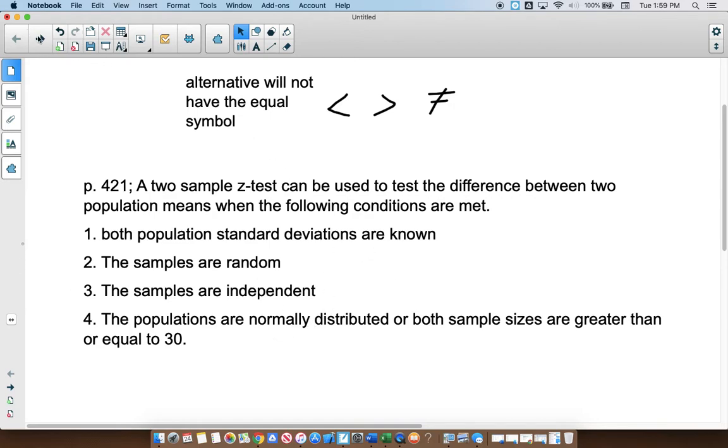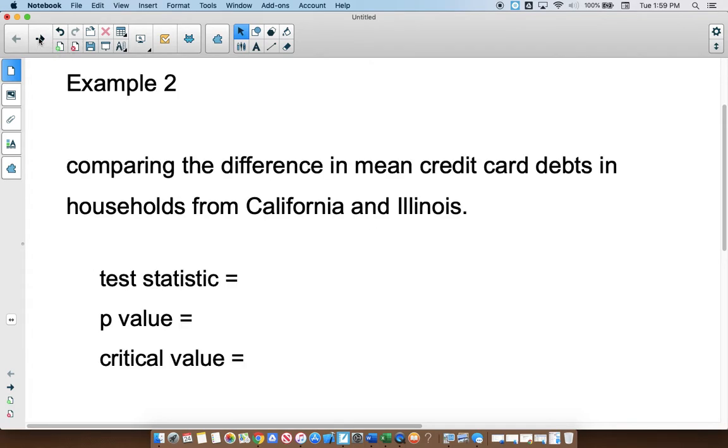Okay, so what you probably really want is, how do we do the problems? Because you guys just want to know how to do the problems. So I'm going to show you how to do the problems using the calculator. All right, so the next page here, this is example 2. In example 2, they want to compare the difference in mean credit card debts of households from California to Illinois.